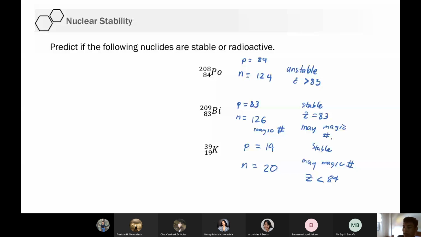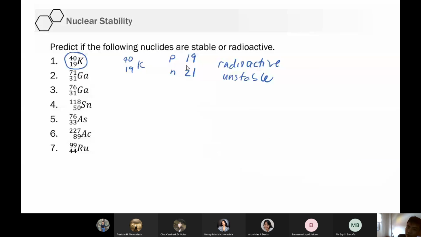Pag may magic number, edi good yon. Pag wala, tignan mo kung even. Pag even, stable yon. Pag odd, unstable yon. For example, yung nangyari sa potassium. Odd yan. Less than 83 yan. Okay. Pero radioactive siya. Kasi nga, odd yan. Unstable yan. Okay? So, ganun yung gagawin mo dito. Ganyan yung gagawin niya for the rest of the items.